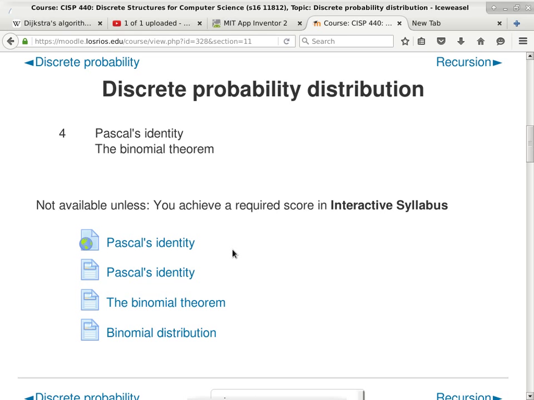This class does look like a math class now, doesn't it? But wait, there's more.